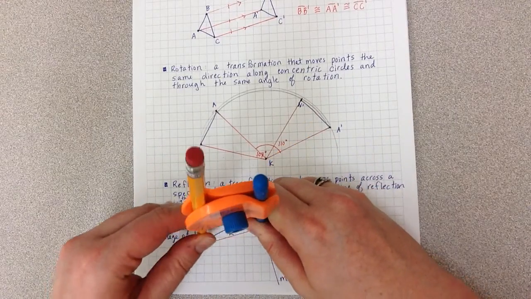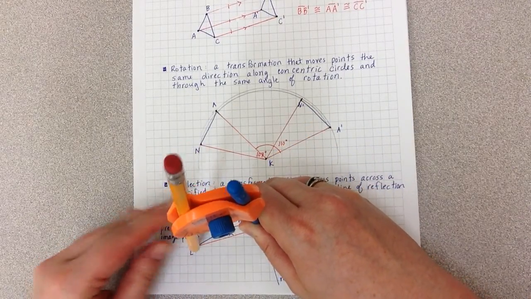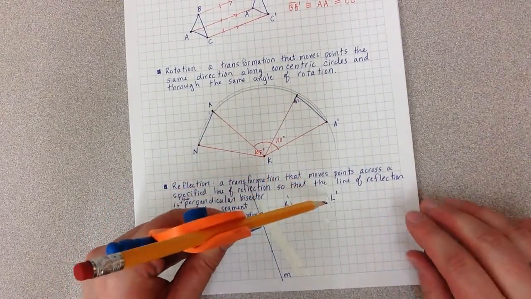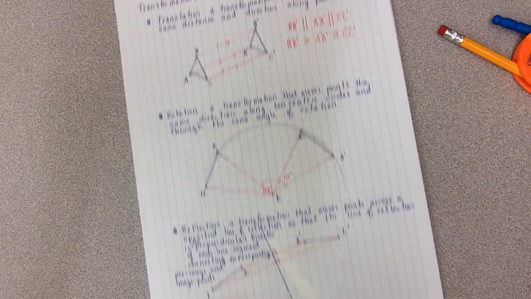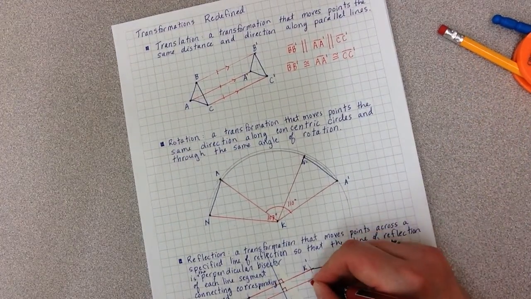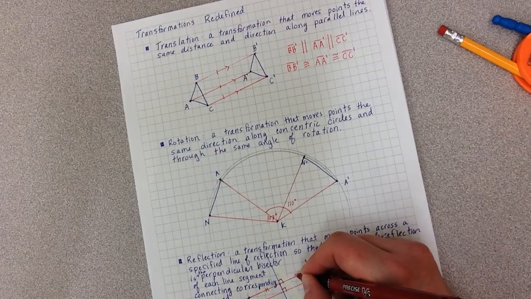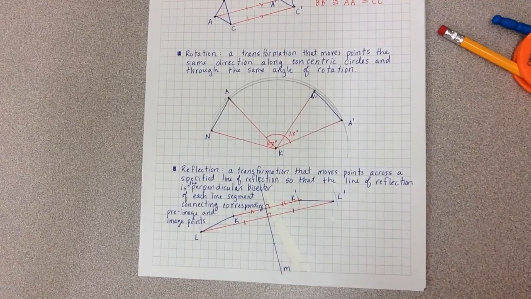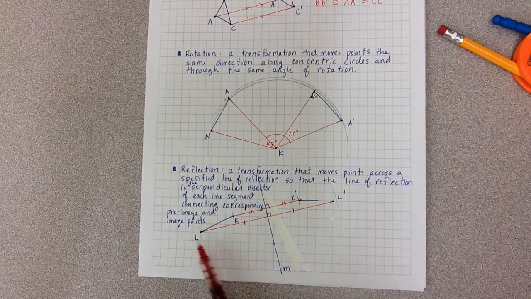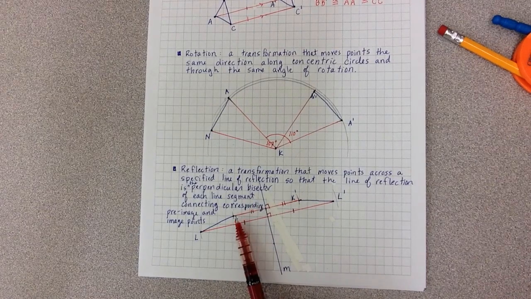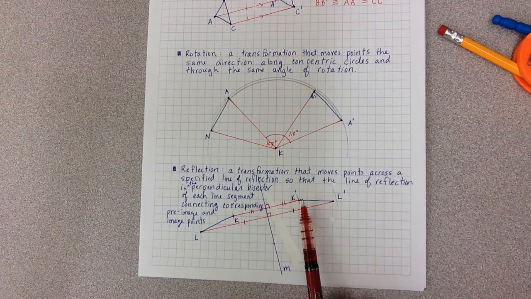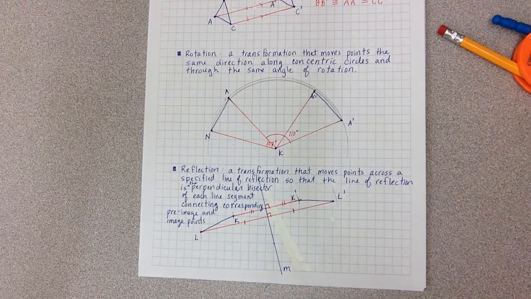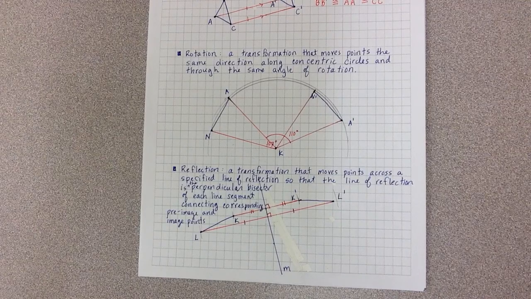Similarly, I can measure from the line M to L, and then to L prime, and they're about the same lengths, plus or minus my human error. So we have that those two are congruent, and these two are congruent. So we now have shown that the line of reflection is the perpendicular bisector of the pre-image point to image point and pre-image point to image point. And these are the formal definitions that we use for transformations.